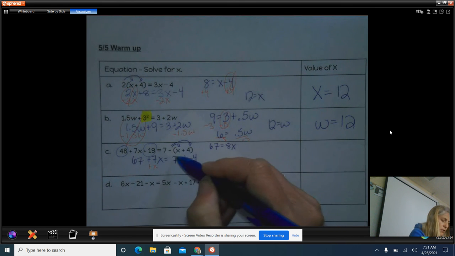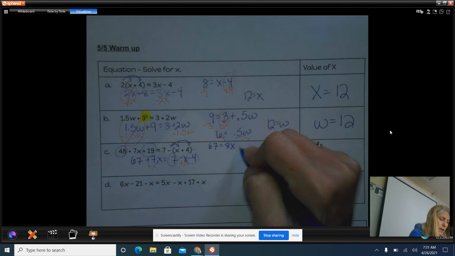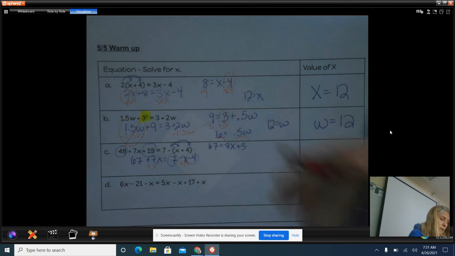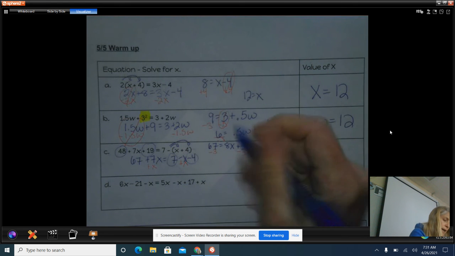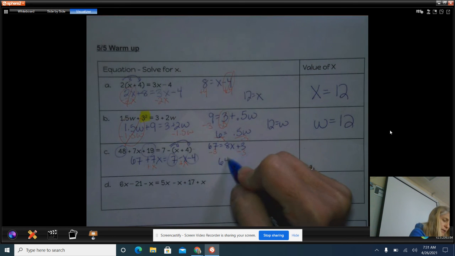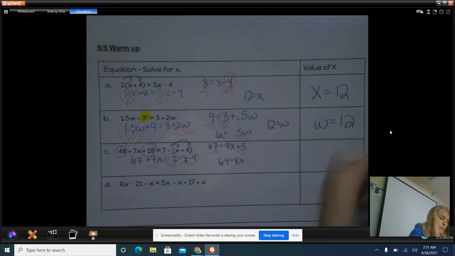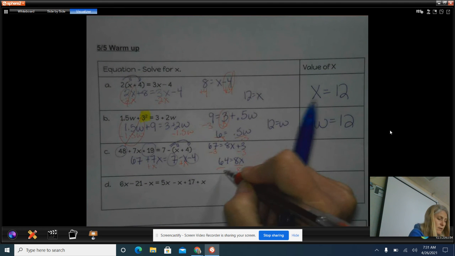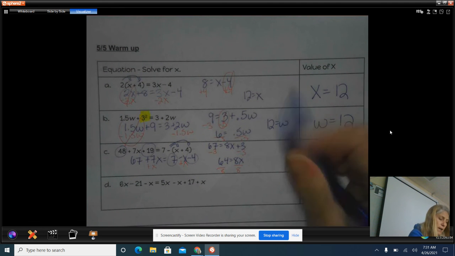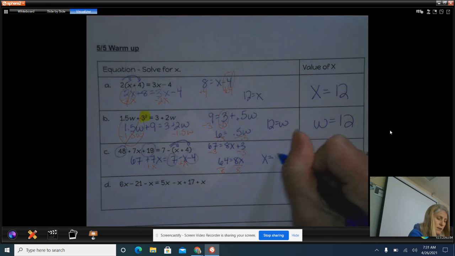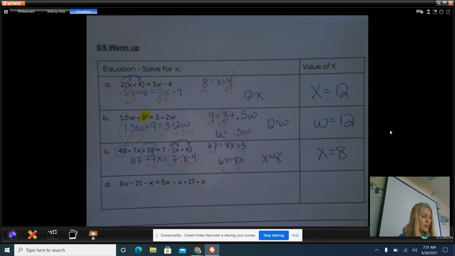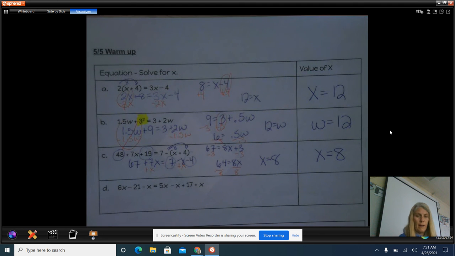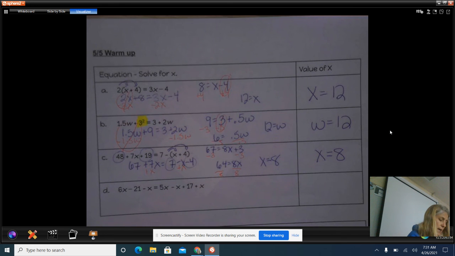And then I can combine my like terms over here. 7 minus 4 is positive 3. I'm going to go ahead and subtract 3 from both sides. And I have 64 is equal to 8x. I'm going to finish up by doing the opposite operation of multiplying by 8, which is dividing by 8, and x is equal to 8. Okay. Once again, I can check my answer by plugging that in, and that will make both of those statements true.